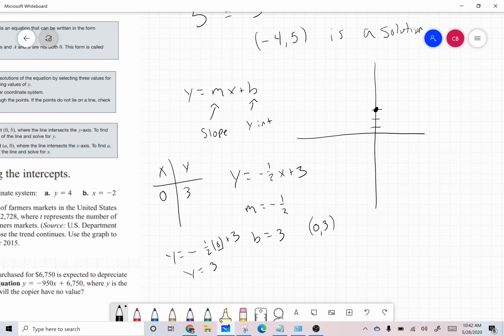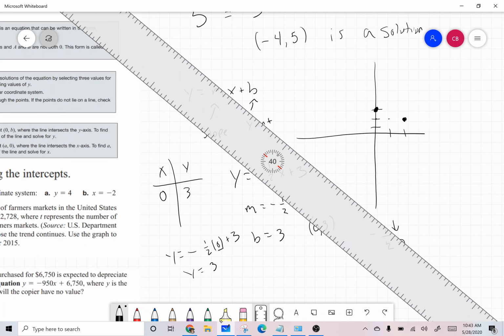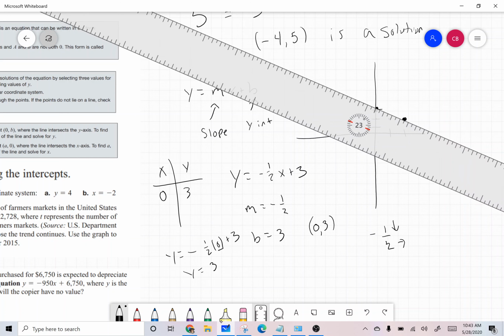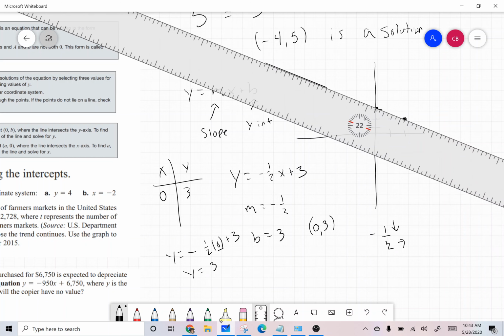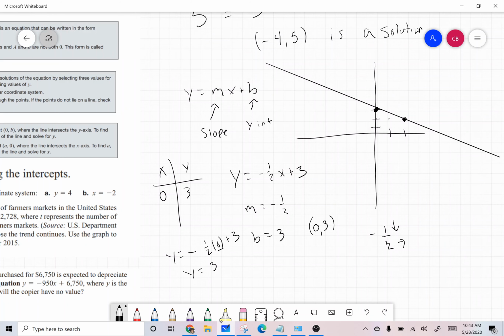Now, the trick with the slope, since it's negative 1 half, this is a negative slope, so this is going to tell us to go down because it's negative. And we will go right 2 from that point that we started at. So we're going to start at 0, 3. And if we count 1 down, 2 over, we are right here. And we have another point. And that point is at 2, 2. And so 2, 2 must be a solution to this.